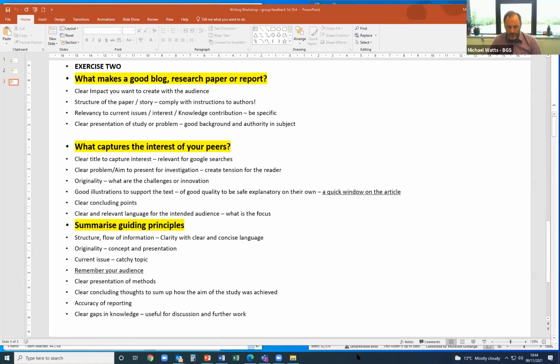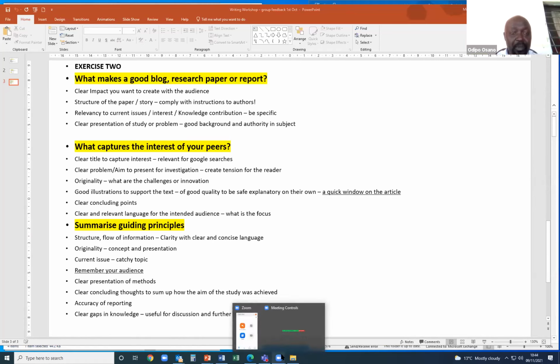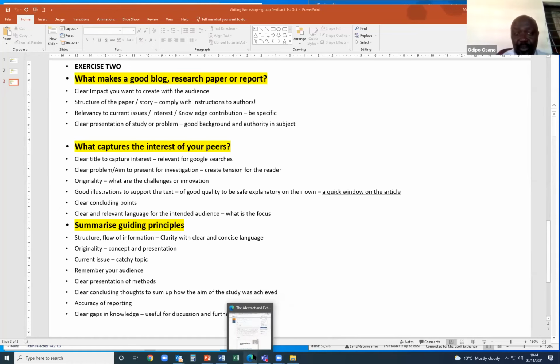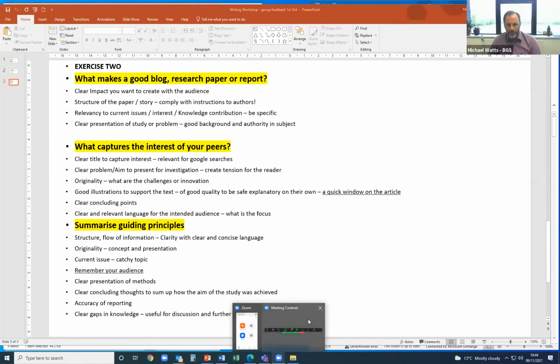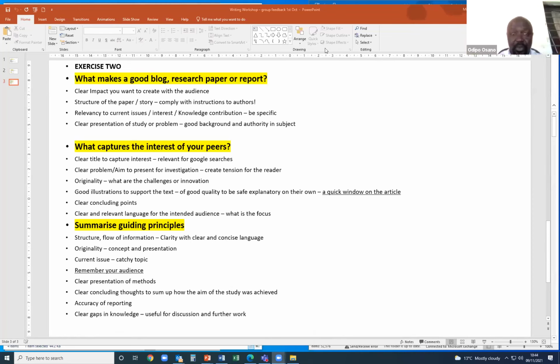So remember, the exercise will be what makes a good blog, research paper, or report. The clear impact you want to create with the audience, the structure of the paper. I may not have to read through every line, but generally this is what we want to do in the next few minutes. What captures the interest of your peers, and then we summarize the guiding principles. It would be useful for everyone to reflect on their experience of writing with those guiding principles. Are we seeing improvement?